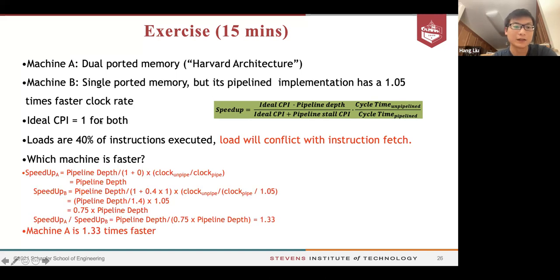Okay, welcome back. So here we have the speedup of A over the non-pipelined case, which is the pipeline depth divided by 1 plus 0, because you have dual port. So you have no stall here.